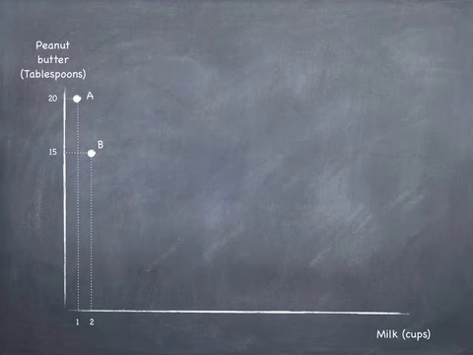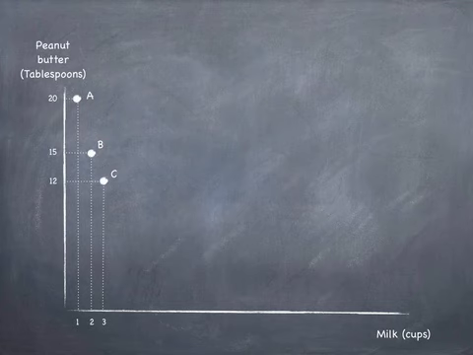Now, with 15 tablespoons of peanut butter and just 2 cups of milk, is she willing to give up yet more peanut butter in exchange for milk? Sure. She doesn't have as much peanut butter as she did, so she's not quite as willing to give up peanut butter for a cup of milk as she was before, but she's still quite willing. She's willing to give up 3 tablespoons of peanut butter in exchange for just 1 more cup of milk.